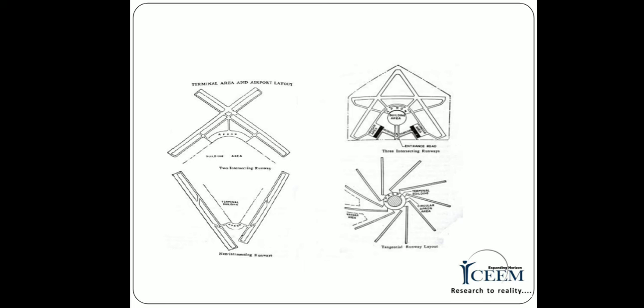In the figure, the different types of layout are given, that are two intersecting runways in the first diagram. In the second diagram, three intersecting runways. In the third, there are non-intersecting runways, and the fourth one is tangential runway layout.